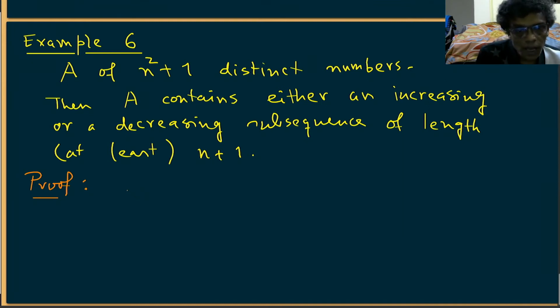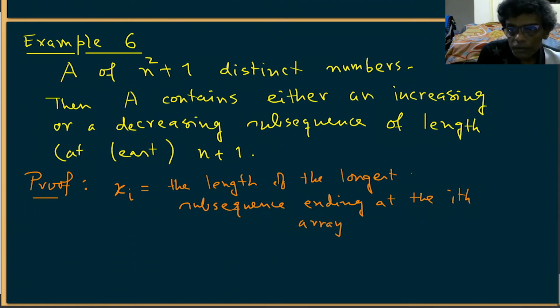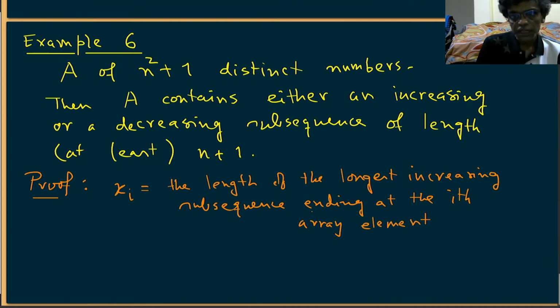Okay, so I assume that this is not the case and I will arrive at a contradiction. To that effect, I define two things first. Xi, the length of the longest increasing subsequence ending at the ith array element. Ending at means it must include the ith array element and then also some previous things, possibly, if possible.